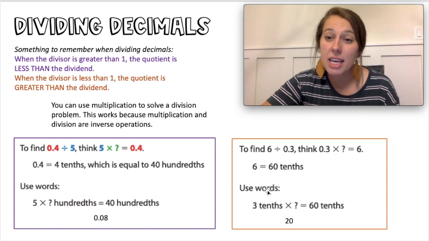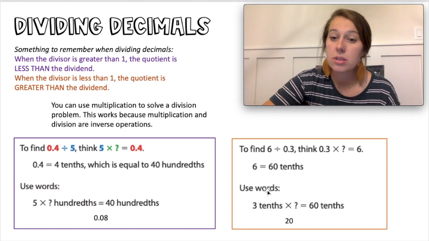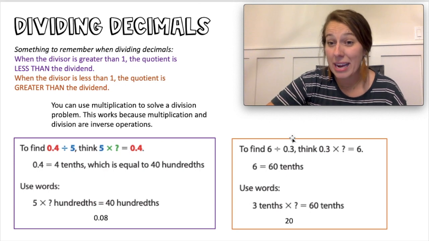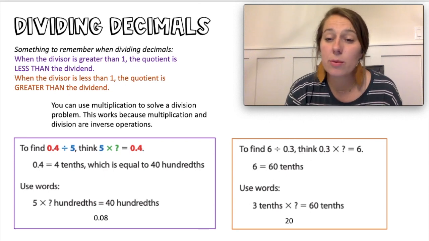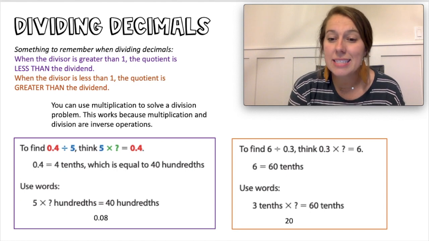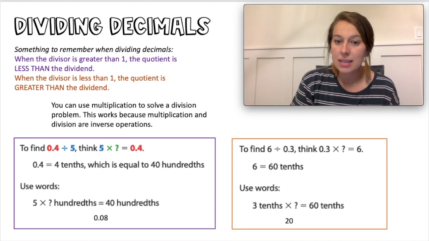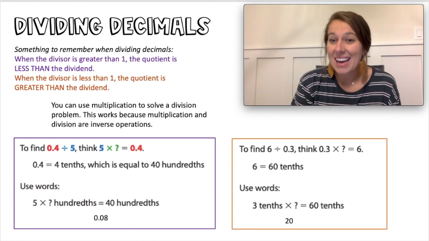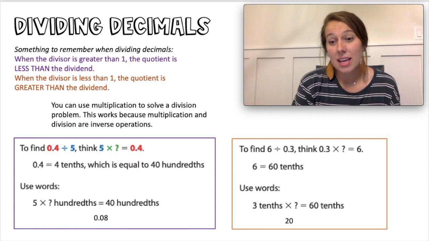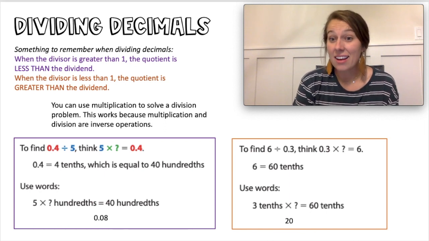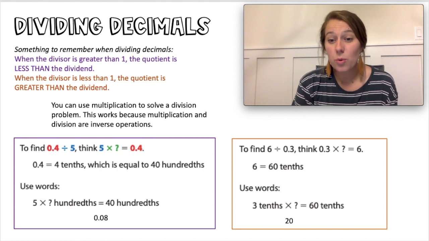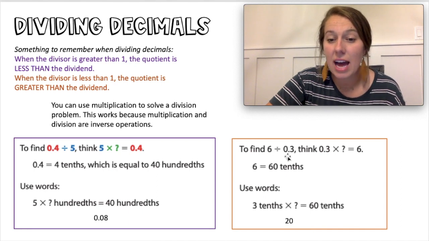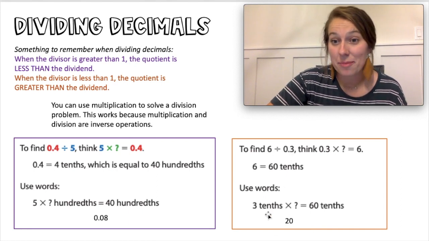So let's go back to that thinking of turning 6 into something else. I'm going to make 6 into tenths, because that's what the 3 is. So 6 equals 60 tenths. So 3 tenths times what equals 60 tenths? Well, I know 3 times 2 is 6. So could I say that 3 times 20 is 60? Yeah. So 3 tenths times 20 equals 60. So that means that 6 divided by 3 tenths equals 20.